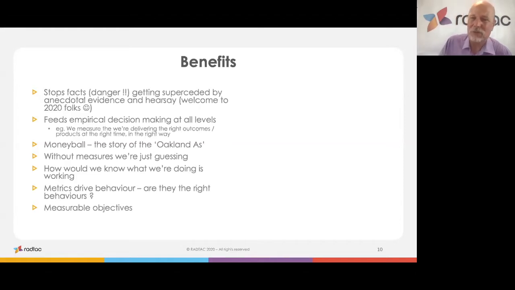What the Oakland A's did was they had nowhere near as much money as the really big baseball teams in the US. So they had to find a different way to get benefit. And the way they did that was they started measuring in a huge amount of detail all sorts of pluses and minuses about the players.